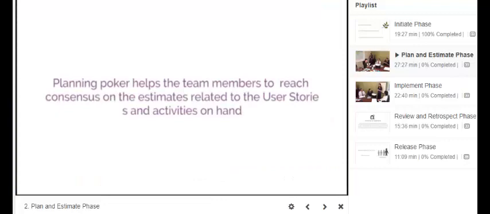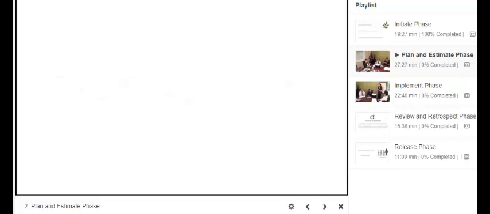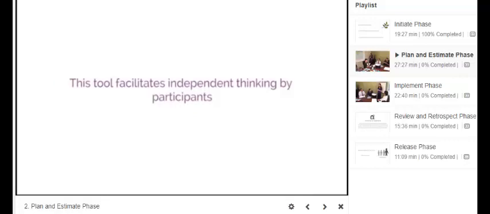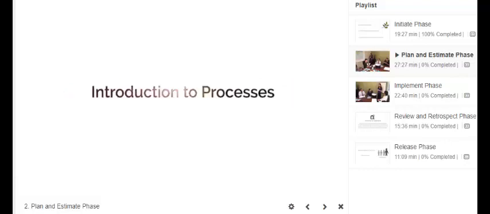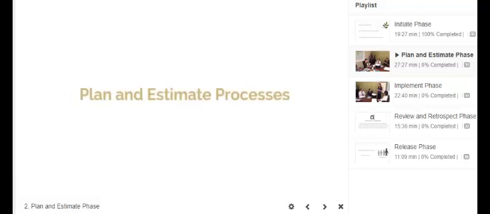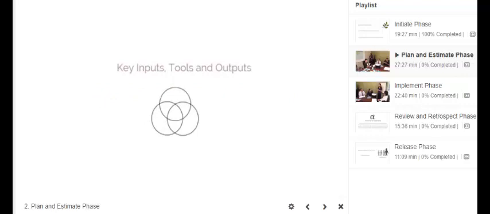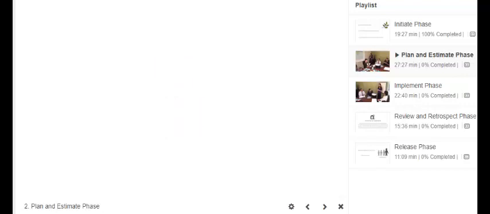Planning Poker helps the team members to reach consensus on the estimates related to the user stories and activities on hand. This tool facilitates independent thinking by participants, and thus avoids the phenomenon of groupthink. In this session, we will look at the processes that are part of the plan and estimate phase. We will also discuss the key inputs, tools, and outputs associated with each of the processes. The processes that are part of the plan and estimate phase are create user stories, estimate user stories, and commit user stories, identify tasks, estimate tasks, and create sprint backlog.